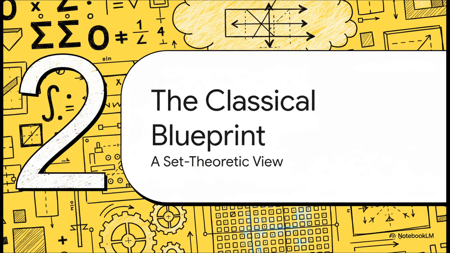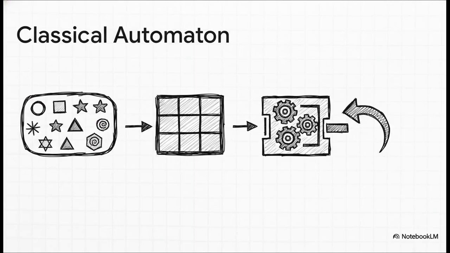But how did mathematicians, the pros, actually write this stuff down formally? To really get why the work in this paper is such a big deal, we first have to look at the classical blueprint they've been using for decades. So traditionally, this has all been described using the language of sets. Think of it like a recipe. You have a set of ingredients. Those are your states, like black or white.